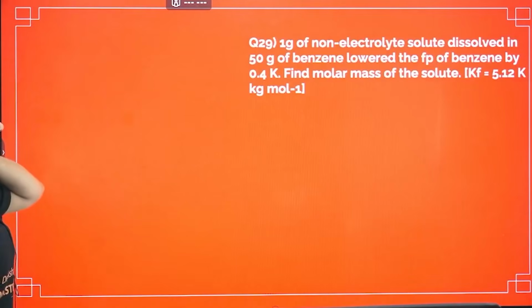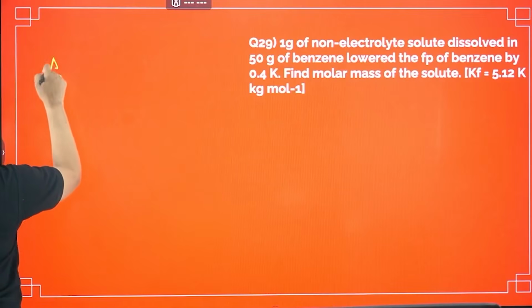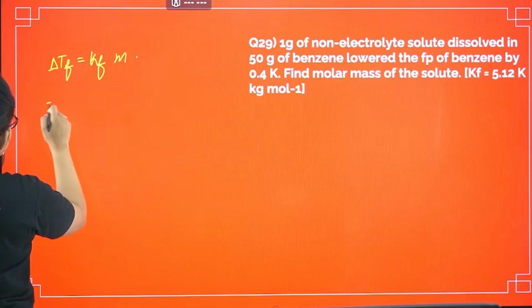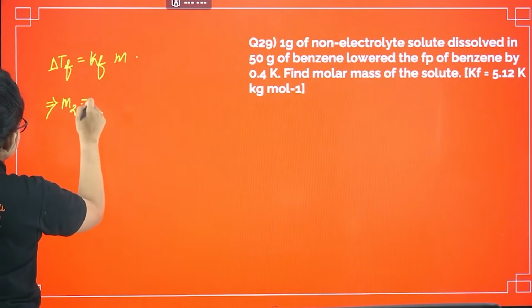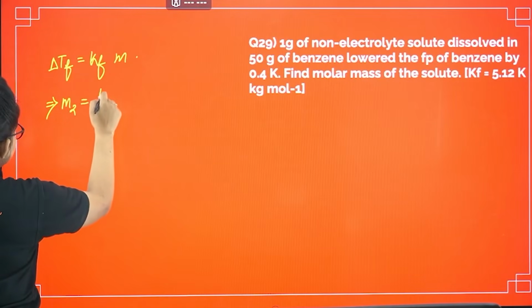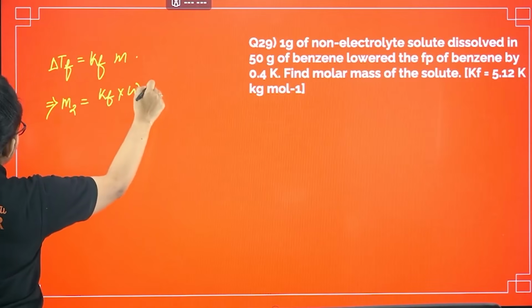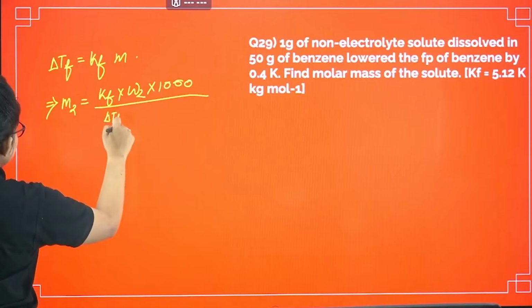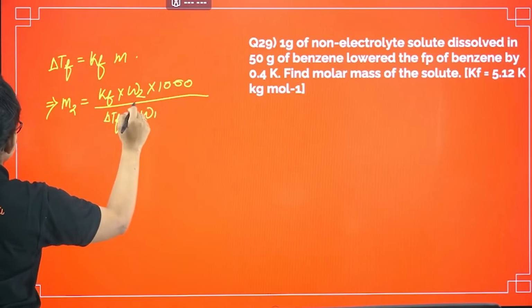1 gram of non-electrolyte solute dissolved in 50 gram of benzene lowered the freezing point of benzene by 0.4 Kelvin. Find the molar mass of the solute. Again the same approach we will proceed with. Delta TF is equal to KF into M, right? From there M2 we can write in the same way. Again, this is a non-electrolyte, so I value will be 1. So it should be KF into W2 into 1000 divided by delta TF into W1.